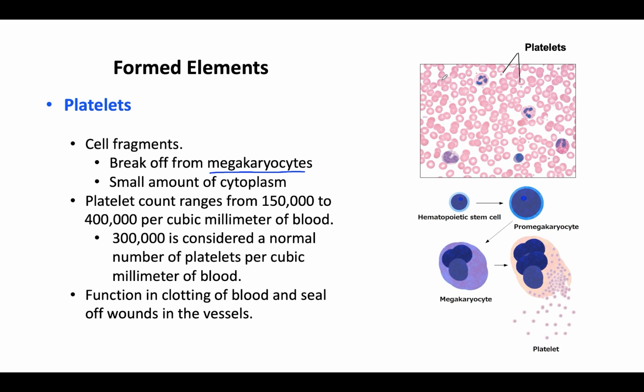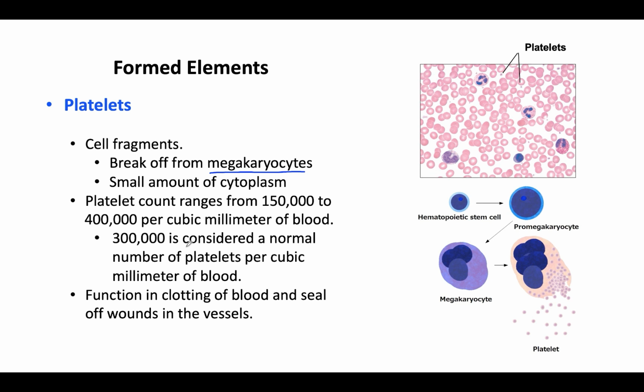When you look at this panel, platelet is really small. Think about that. It is just a small piece of cytoplasm from megakaryocyte. Therefore, the size of a platelet is really small. It appears as a small dot. About 300,000 platelets per cubic millimeter of blood is considered a normal number.